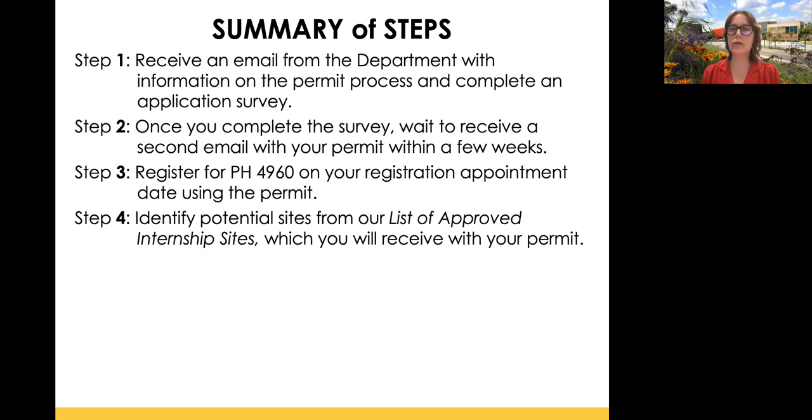Then you will need to identify potential internships from the list of approved internship sites. This list will either be sent to you with your permit or in a second follow-up email that will come shortly after registration opens up. It is imperative that you only select internships from this list unless you go through the process of adding a new site with me many, many months before registration occurs.